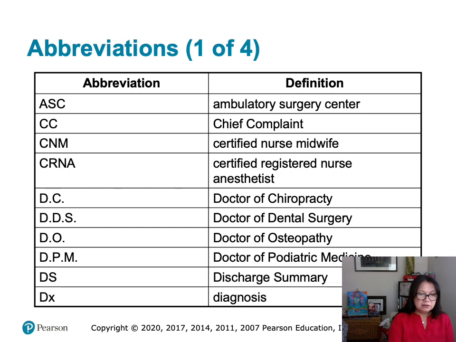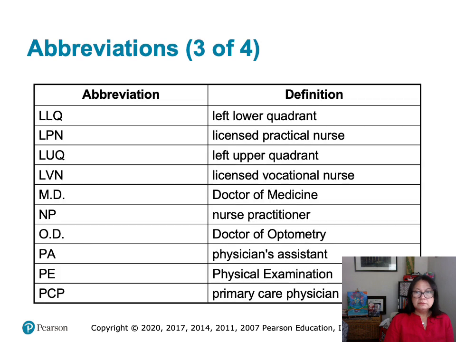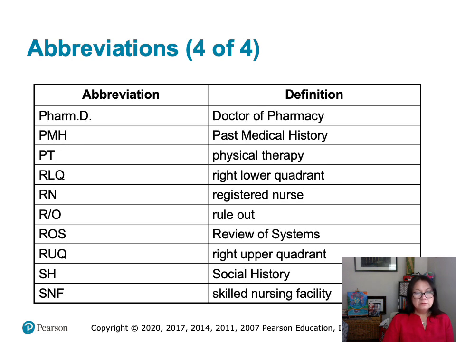Here are the abbreviations you learned in this chapter. Take a few minutes to review them. You have the ED, the LLQ, physical therapy, PT, RN, registered nurse, social history, SH, skilled nursing facility, SNF.